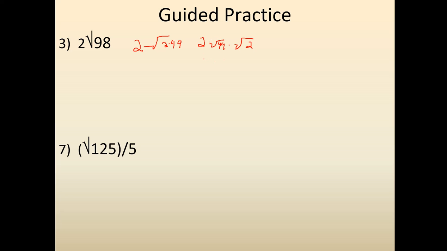Radical 49 is 7, so we end up having 2 times 7 times radical 2. 2 times 7 is 14, so my final answer will be 14 radical 2.